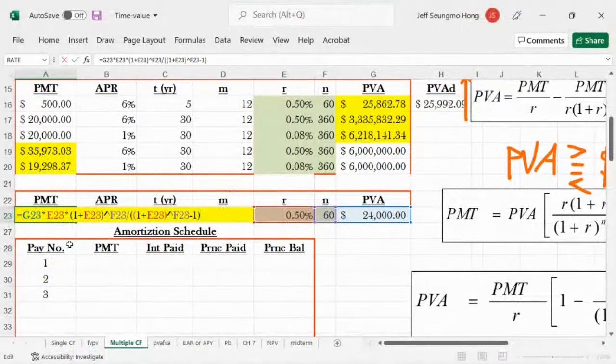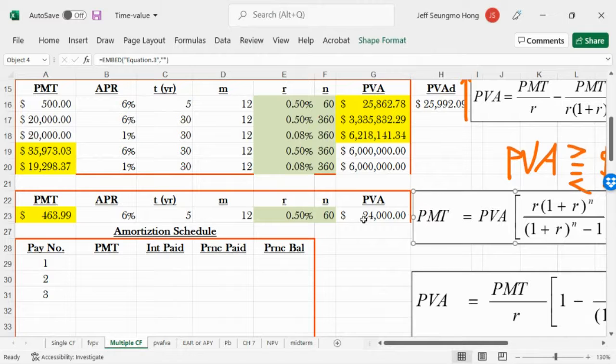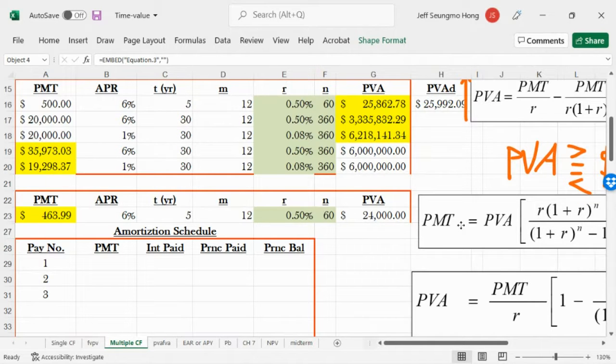So I'm leaving it there, but don't try to copy like G23, E23. That's only the cell location. Think about it: if I move this model to somewhere else, it won't be the same thing. It won't be G23. If I move this model around, you should be able to enter the formula just by looking at this.